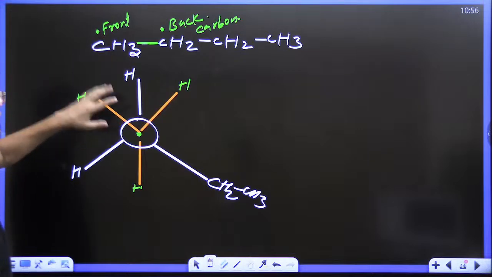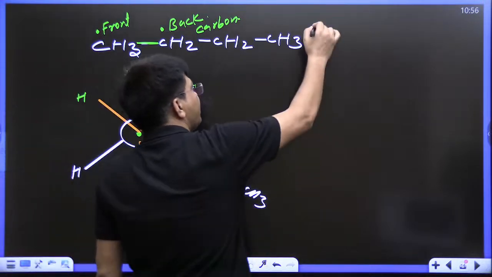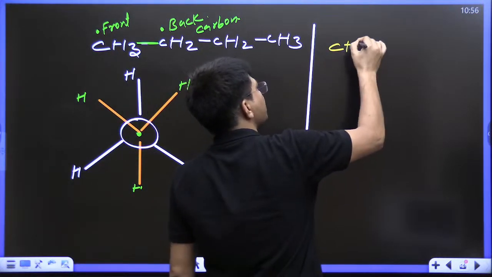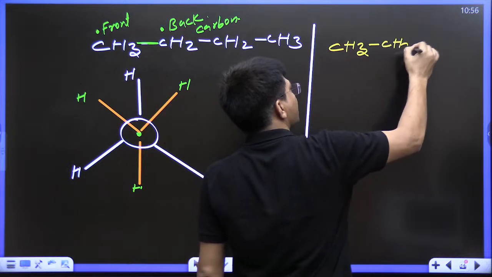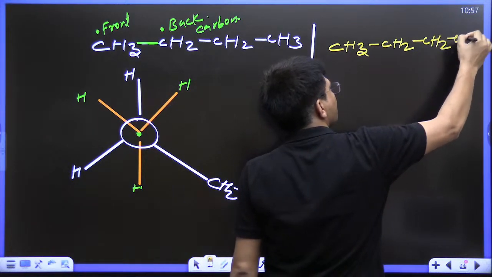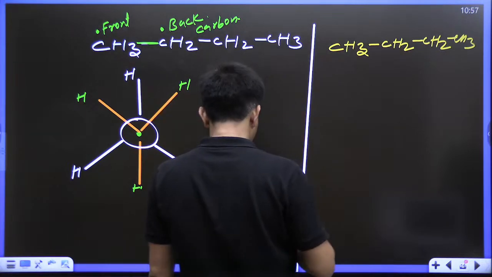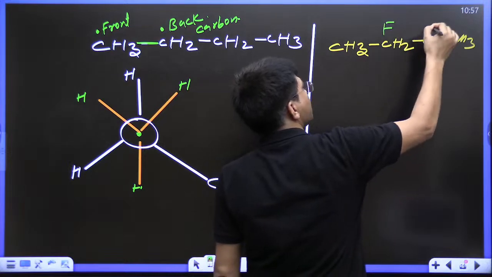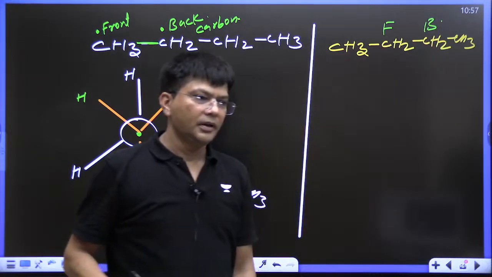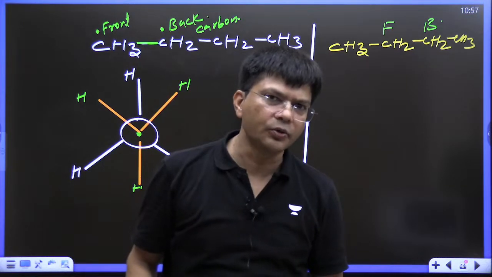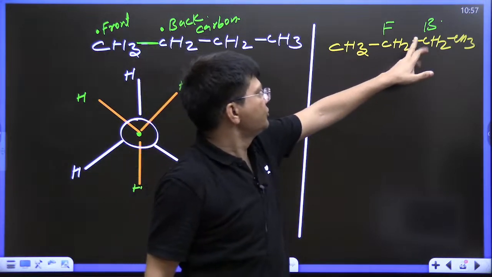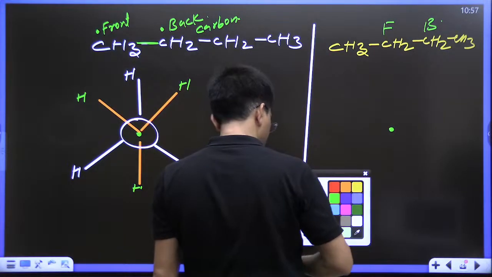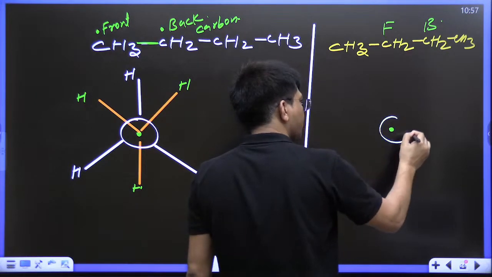Both are n-butane. Now if I don't consider it like that, kids, everyone see, if I consider this to be the front carbon and this to be the back carbon, we can go like this also. Are you able to understand? This is your front carbon and this is your back carbon. So this dot is the front carbon and this circle is the back carbon, right?